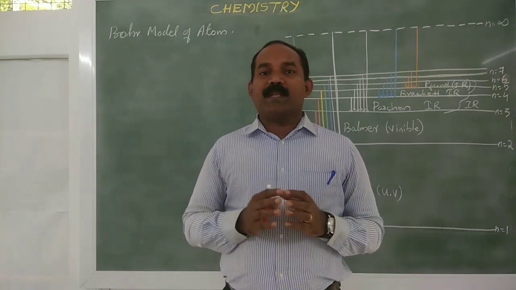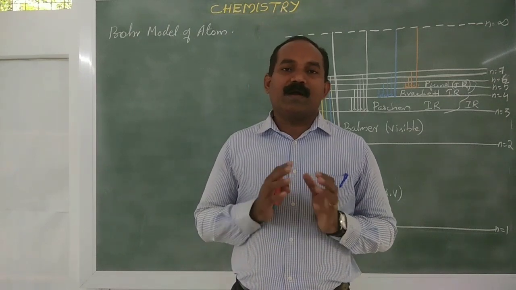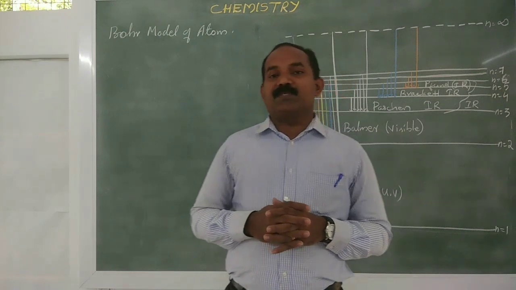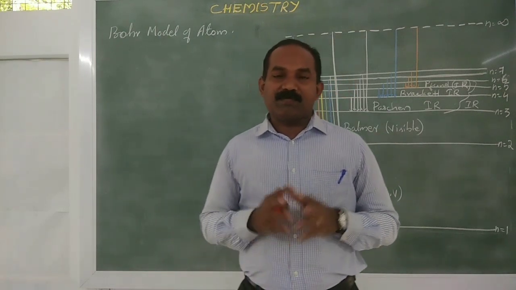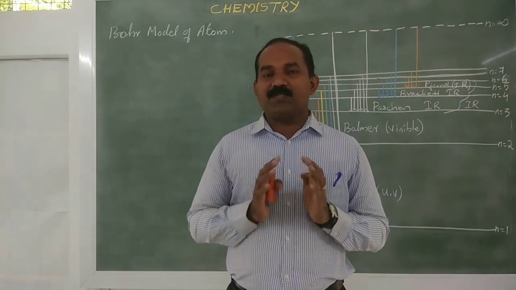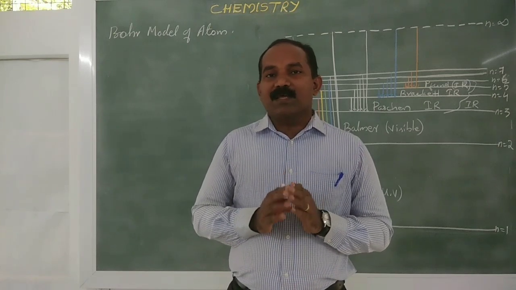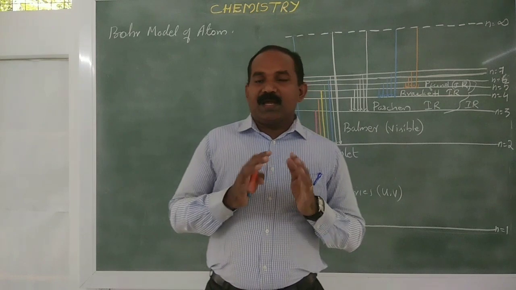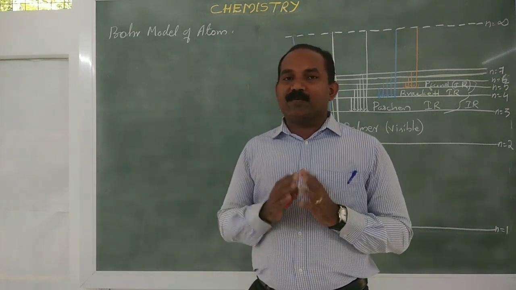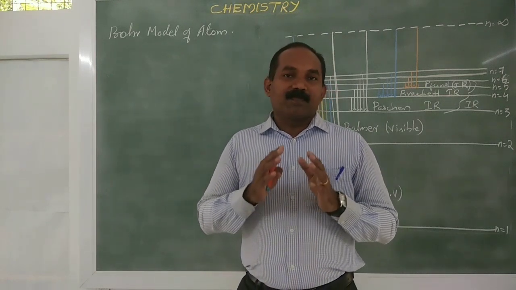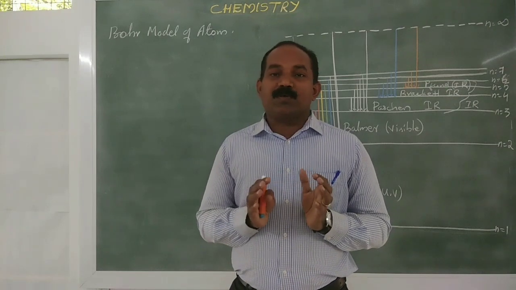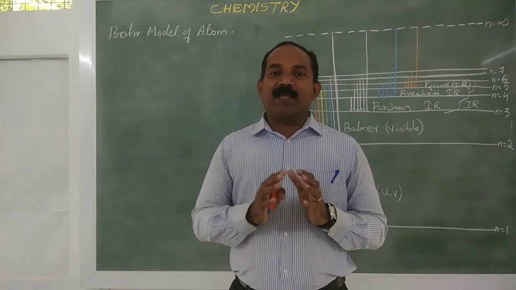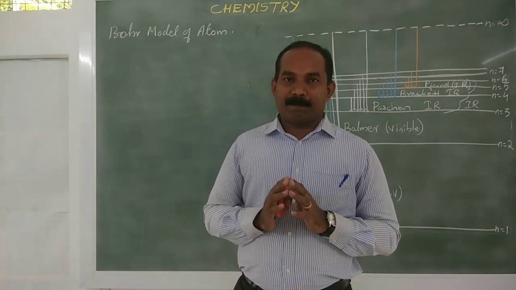The important merits of the Bohr model are: the first one, he could explain the stability of an atom. As long as an electron remains in a particular orbit, the electron doesn't lose or gain energy. That is, the electron remains in a particular shell.